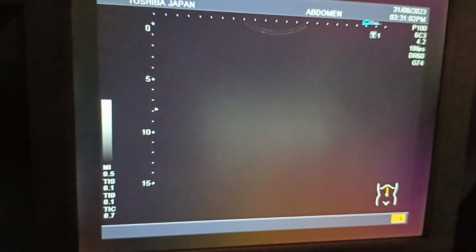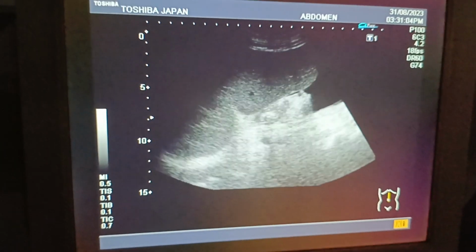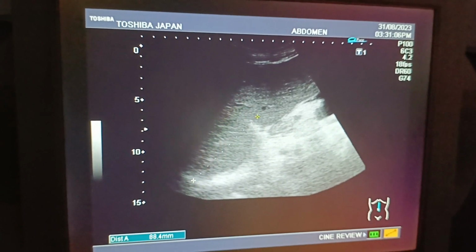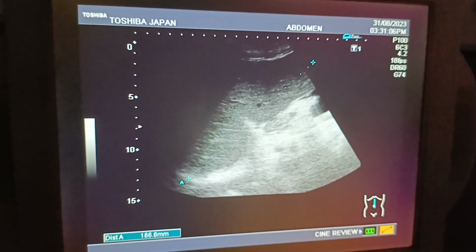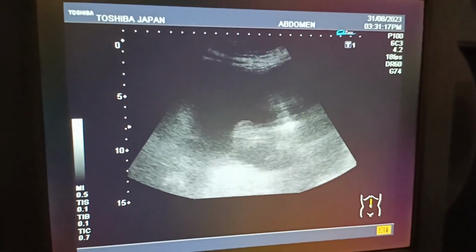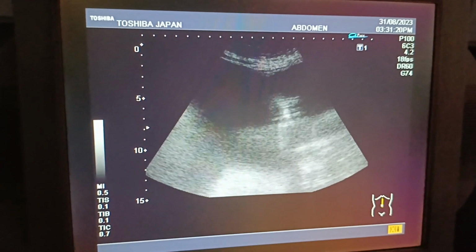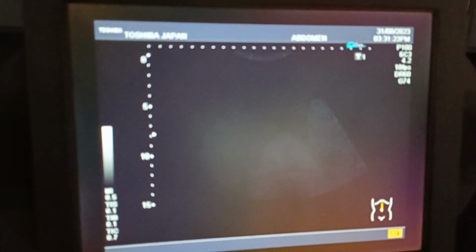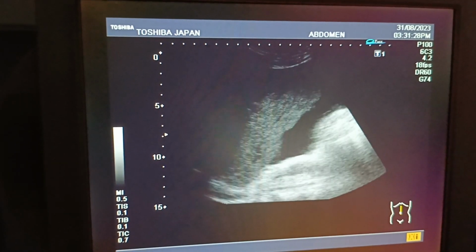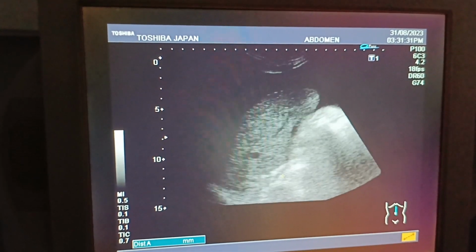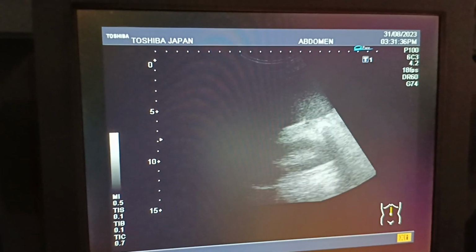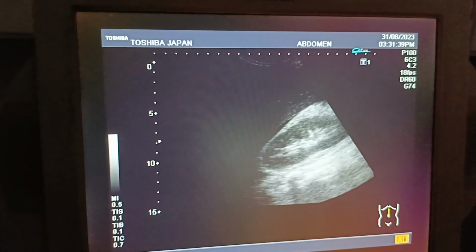Huge splenomegaly, massive splenomegaly with distended blood vessels in the hilum. Spleen is 16.5 centimeter. This is the abdomen, this is the pelvis, huge abdominal pelvic ascites. Kidney on the left side is pushed and poorly visible. This is the kidney. On the right side appears to be kidney. On the left side, mild hydronephrosis is there. This is the left side.